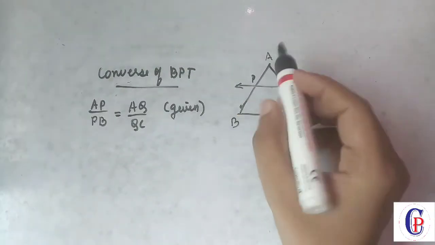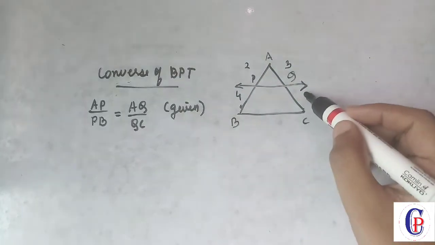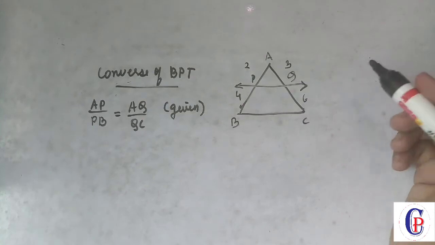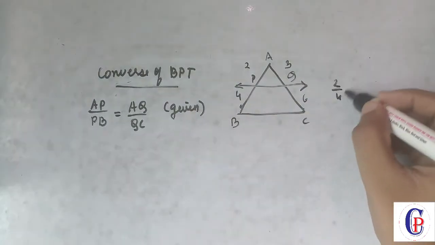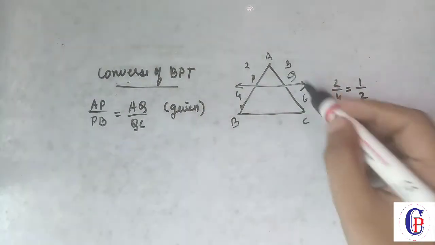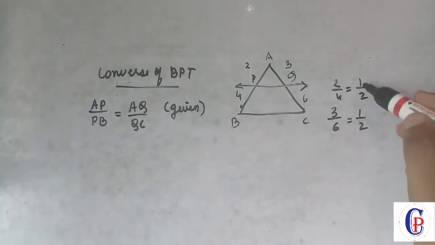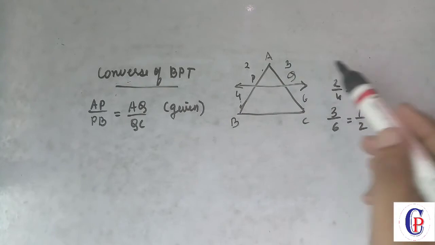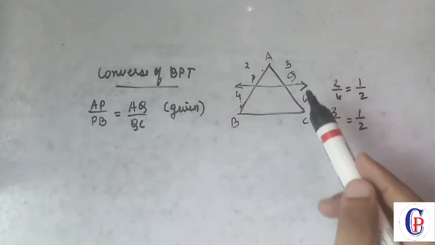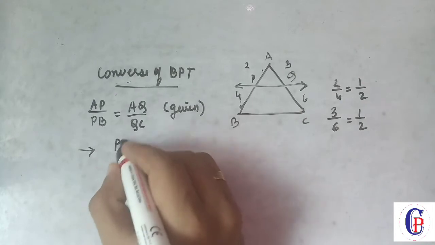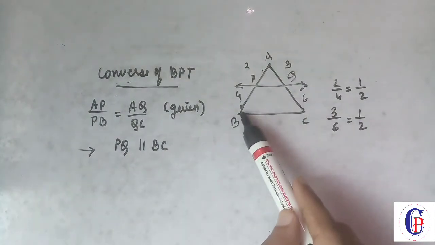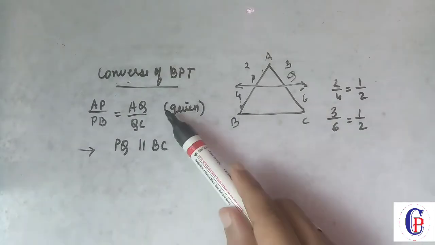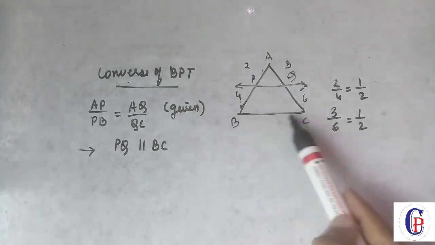For example, we can take that this is 2, this is 4, this is 3 and this is 6. Now they will ask you, is PQ parallel to BC? So you will find the ratio 2 upon 4 is 1 upon 2. What about 3 upon 6? It is also 1 upon 2. Once we get the ratio equal, we can definitely say that PQ is parallel to BC by the converse of BPT. In the BPT, it was given to us that this line is parallel to this side, but here the proved part is that PQ is parallel to BC.